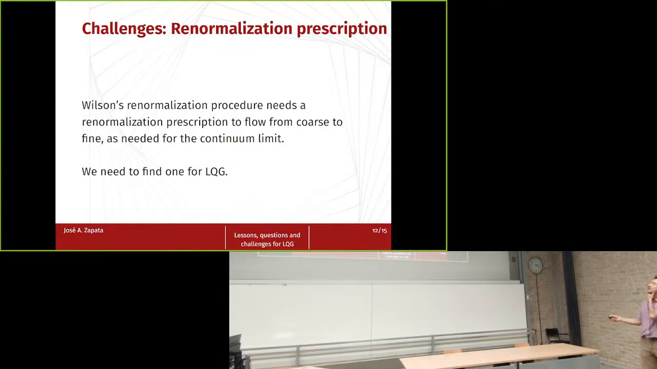And so, challenges: what do we need for all these things to work? We need something very important. It's called a renormalization prescription. And when you have a Hamiltonian that is gapped, for example, you need the first energy difference, or maybe you want to have a correlation length or something. So in gravity, we need one.